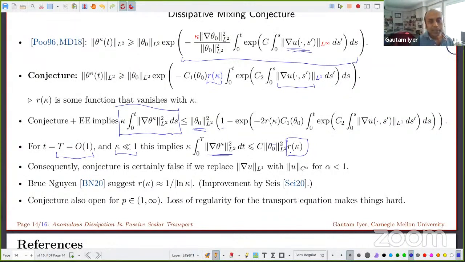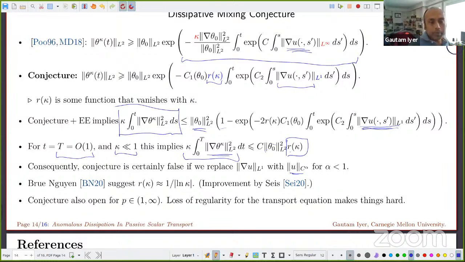Look, if instead of looking at the norm of u in W^{1,1}, I looked at the norm of u in C alpha, alpha less than 1, so less than 1 derivative, this conjecture has to be false. We're at the borderline. We have this anomalous dissipation example. If u is in just C alpha, alpha less than 1, I know this left-hand side is order 1, and the right-hand side vanishes.